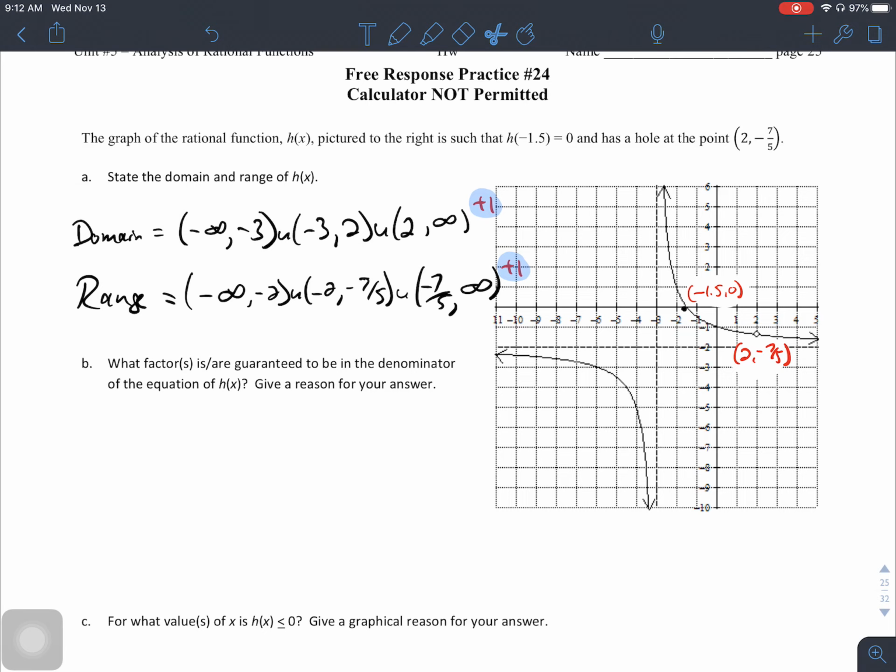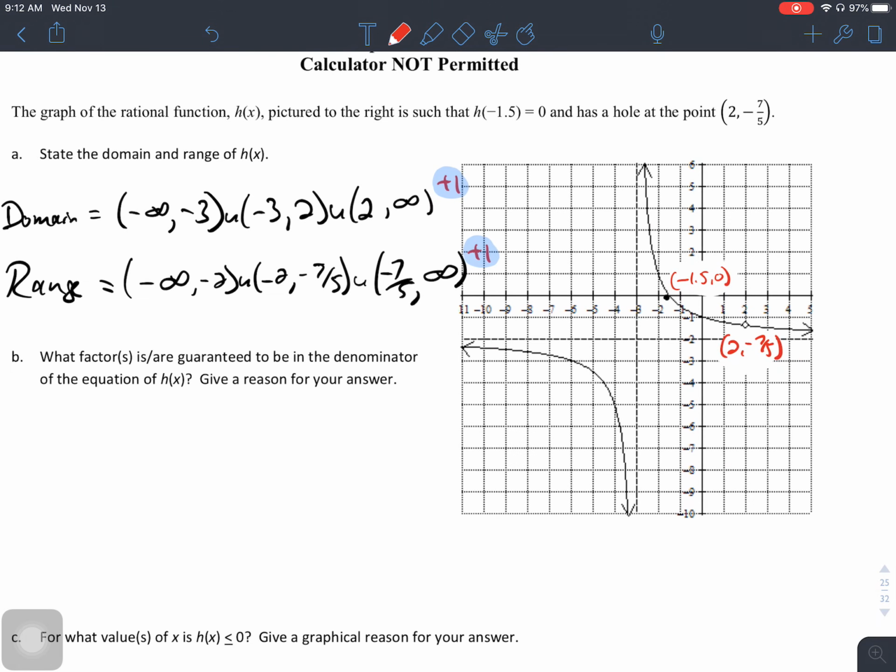B, what factors is or are guaranteed to be in the denominator of the equation of h of x? Give a reason for your answer. So here's what I would do. Looking at this graph, I would add some things to it that I know are true. For example, there's a vertical asymptote at x equals negative 3. So because of that, I know that there must be a factor of x plus 3 in the denominator. There is a hole in the graph at x equals 2, so that must mean that there is a factor of x minus 2 in the numerator and denominator.